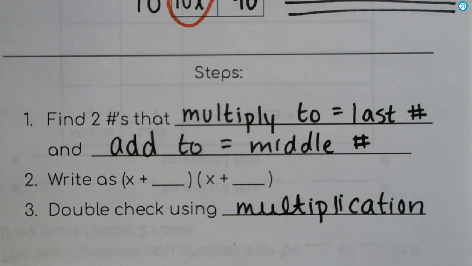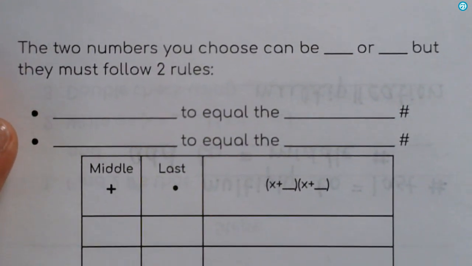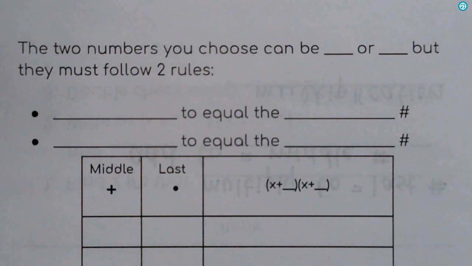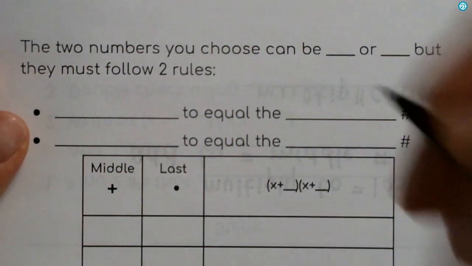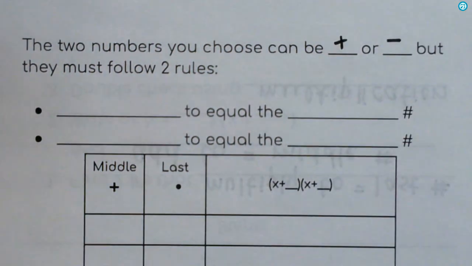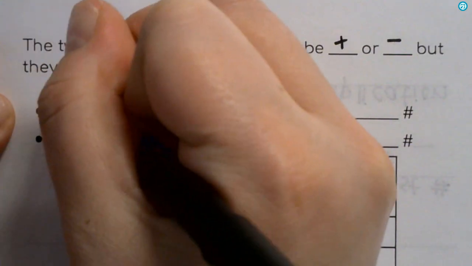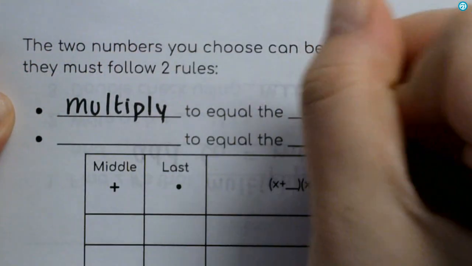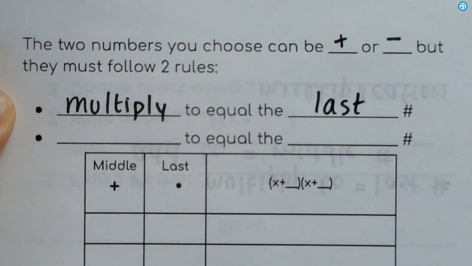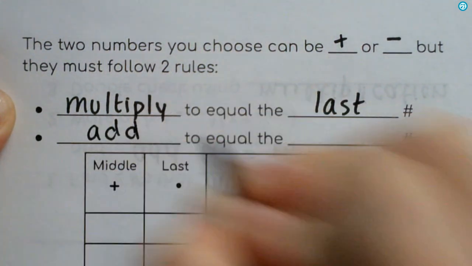All right, flip this over. And we've got this table here that's going to give us a rule or rules on when we're going to use positive and negative numbers, which is going to help us a lot. So the two numbers that you can choose, they can be positive or negative. They could both be positive, both be negative, one of each. But they have to follow those two rules that we just gave you. So they have to multiply to equal the last number, and they have to add to equal the middle number.